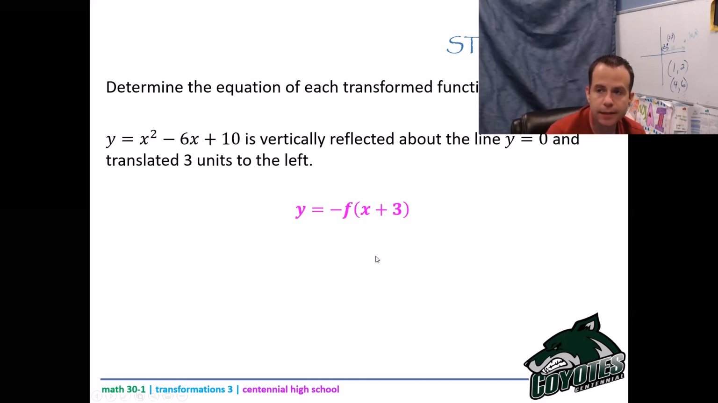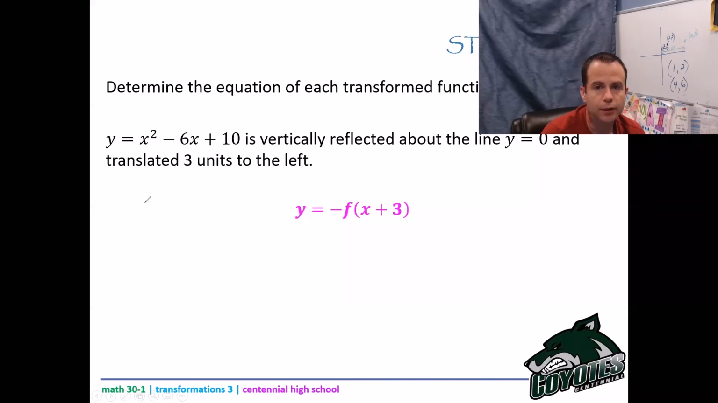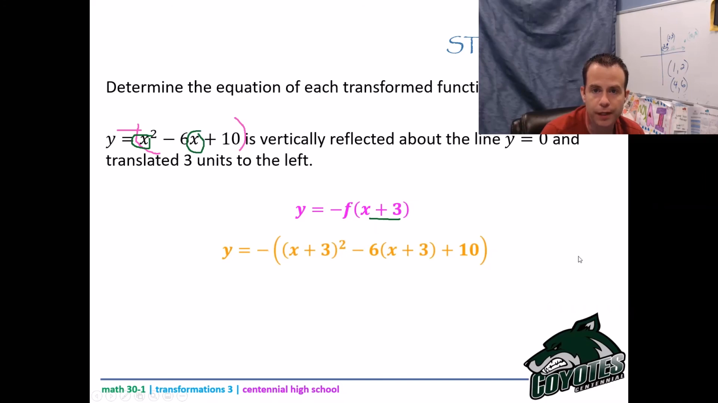I'm now going to take this and I'm going to create the actual equation. Okay, so to do that, you need to think about the fact that this is f of x. So if I'm putting a negative in front of f of x, there's going to be a negative in front of that whole thing. But then everywhere where I see x, it's now going to be x plus 3. So I'm going to replace this x here with x plus 3, and I'm going to replace this x here with x plus 3. Okay, so that would look like this. I stuck a negative in front of the whole thing, and then I've got x squared minus 6x plus 10, but I replaced all my x's with x plus 3.